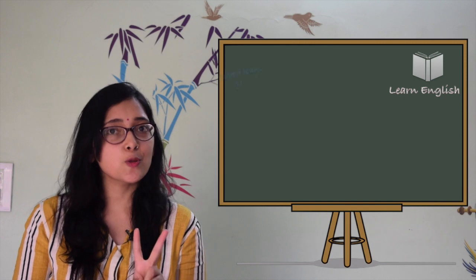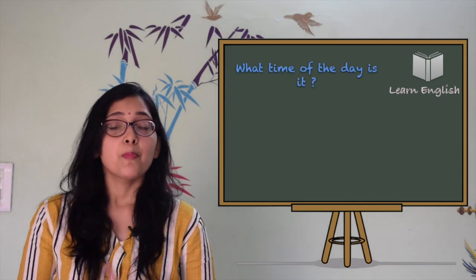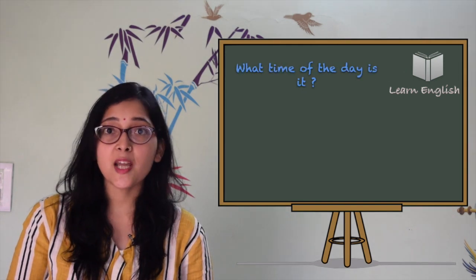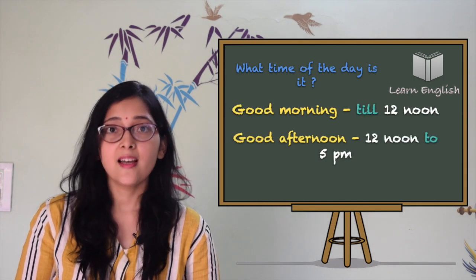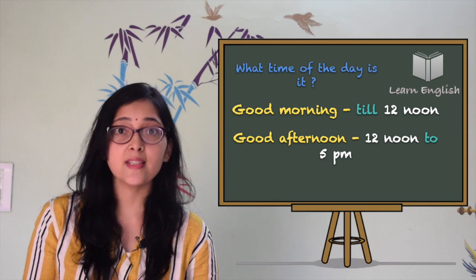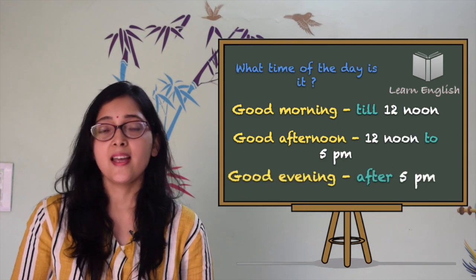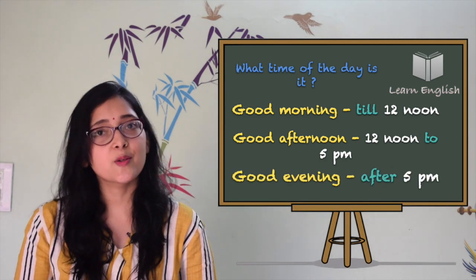Now you have to note two things here. First, pay particular attention to what time of the day it is. If it is before 12 noon, use good morning. After 12 noon, good afternoon till 5 p.m. in the evening. And after that, you can use good evening.